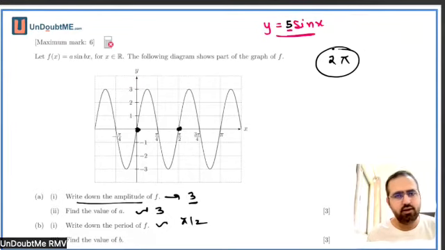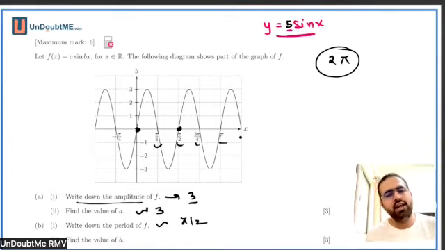Everyone can see that it is compressed. That compression need not necessarily be seen in the graph. You have to see the values also. From there, you can very easily point out that it is a compressed graph. Now, what we should have got at 2 pi, we are getting at pi by 2 only. So it is a compression by a factor of 4.